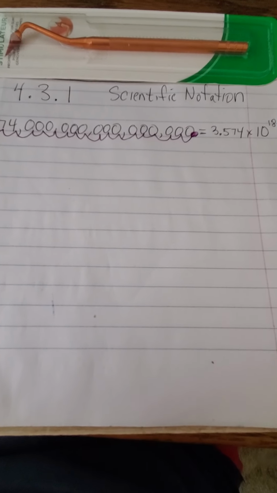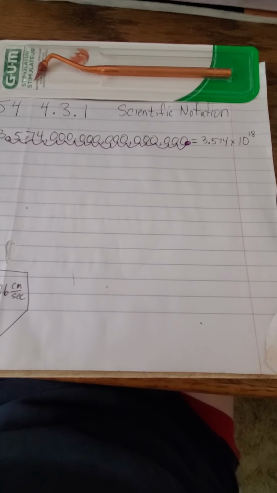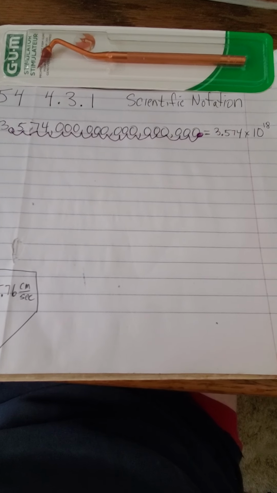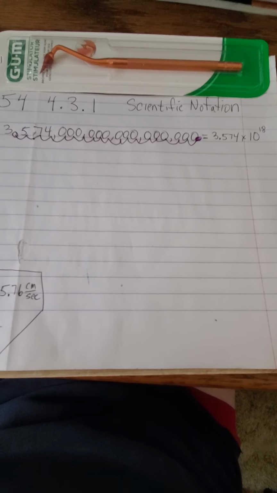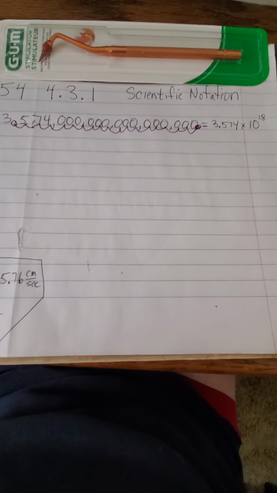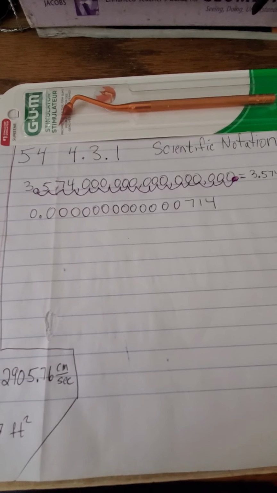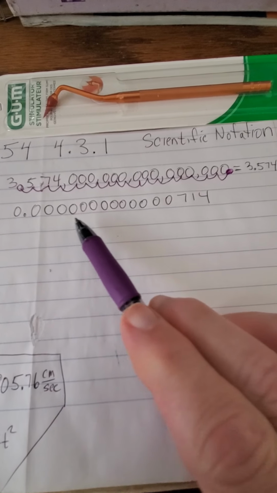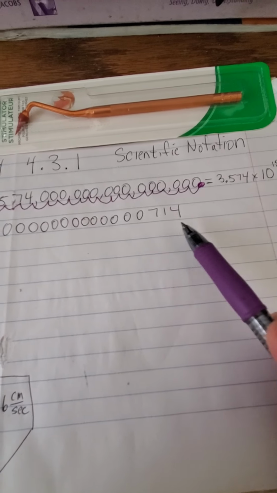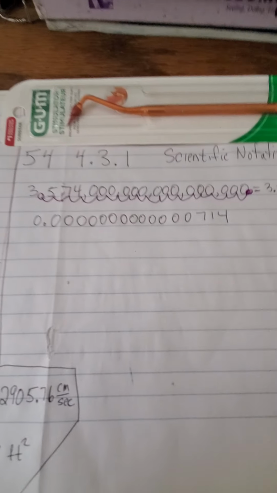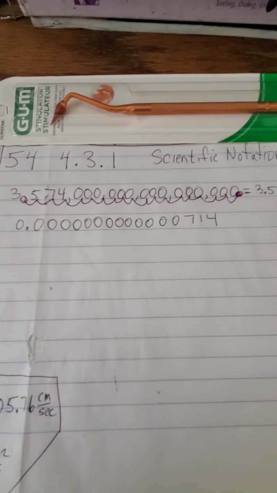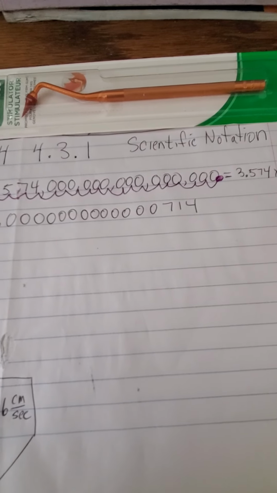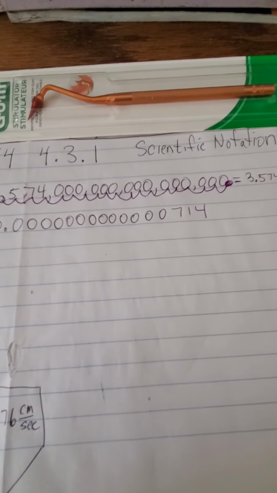Similarly, in science, a lot of times, if we're looking at microscopic things, you might get some big ugly number like this, 0.00000000714. First of all, good gum health is very important. But moving on, this in scientific notation is going to be 7.14 times 10 to the negative 14th power.